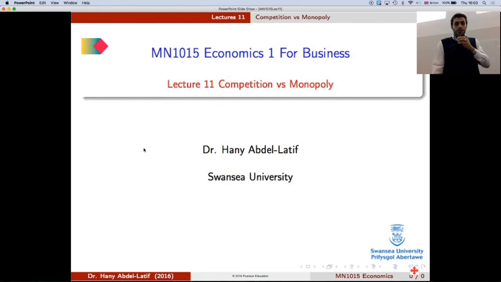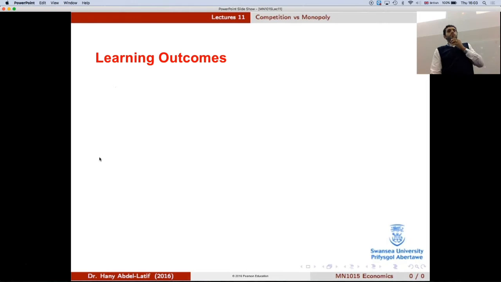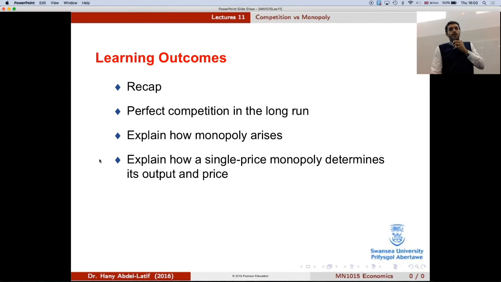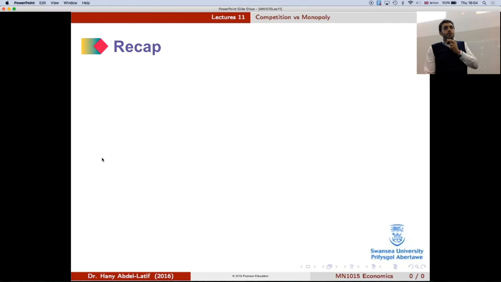But let's first do a recap on what we covered last week and see how this is different from the case with monopoly. And also today we'll look at the long run, because last lecture we didn't have a chance to look at the equilibrium in the long run in a perfectly competitive market. And then at the end we'll compare between these two. We'll compare the performance and efficiency of monopoly and perfect competition.